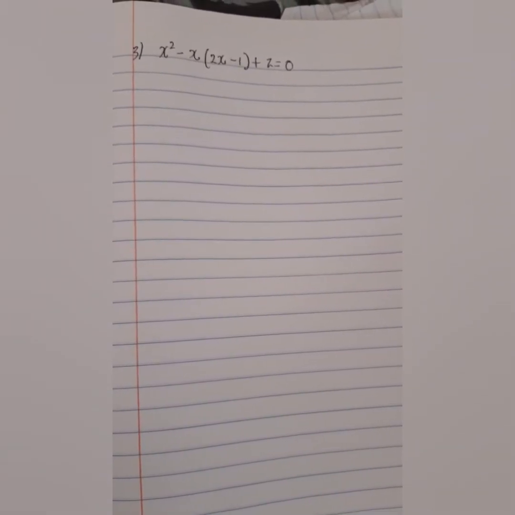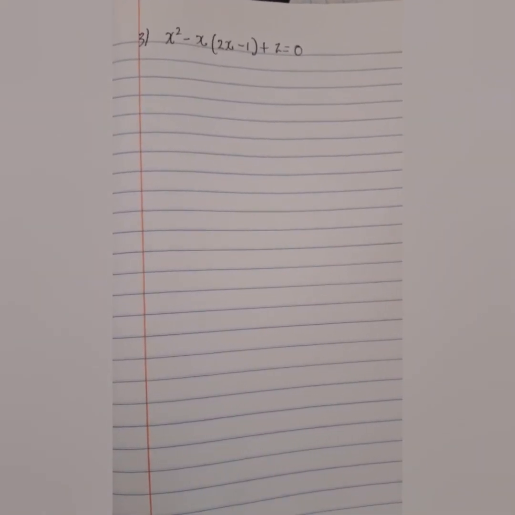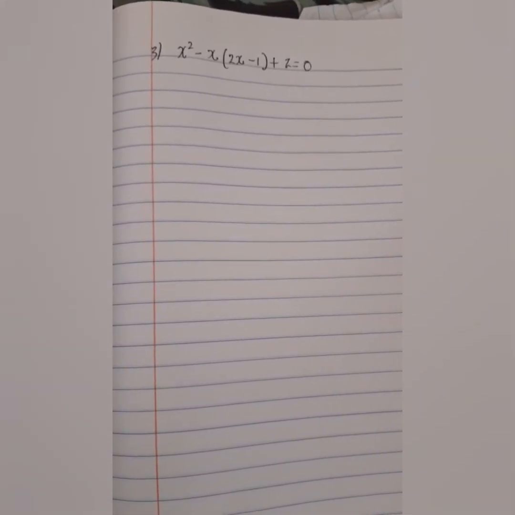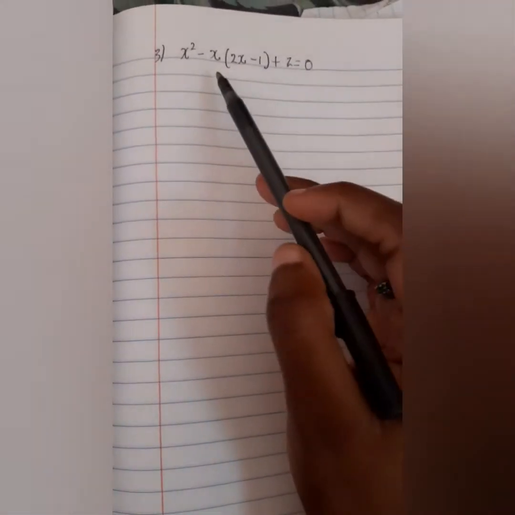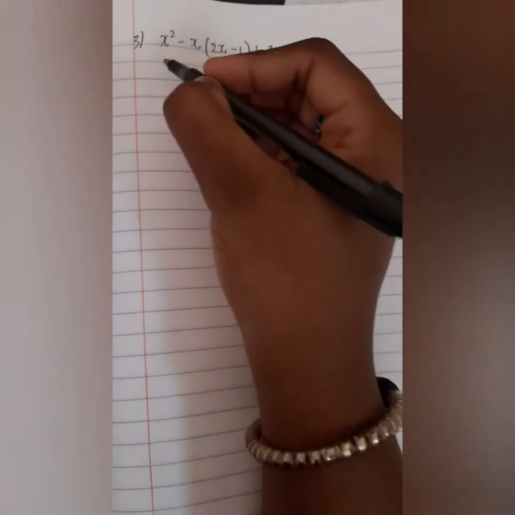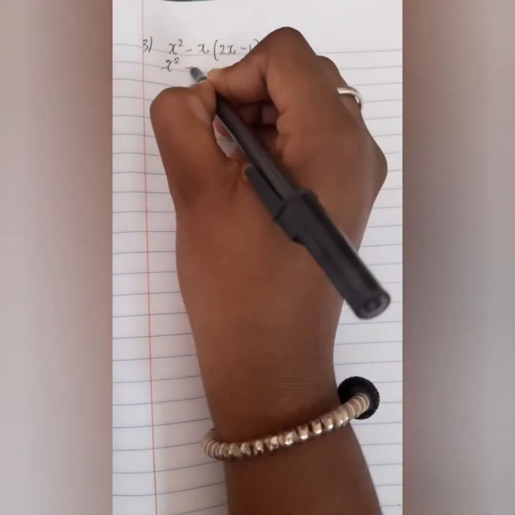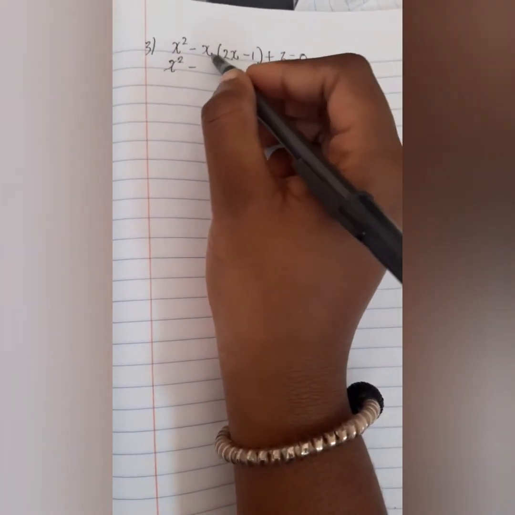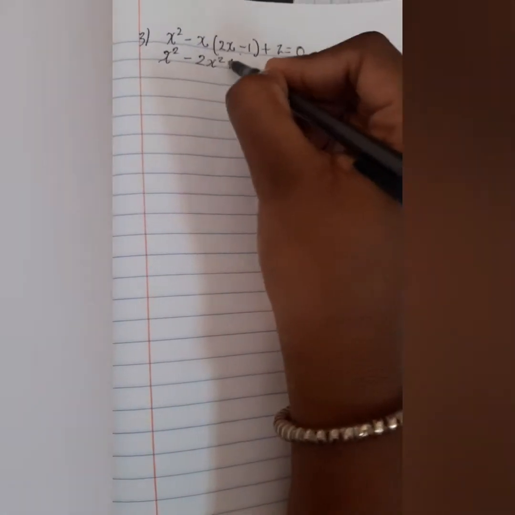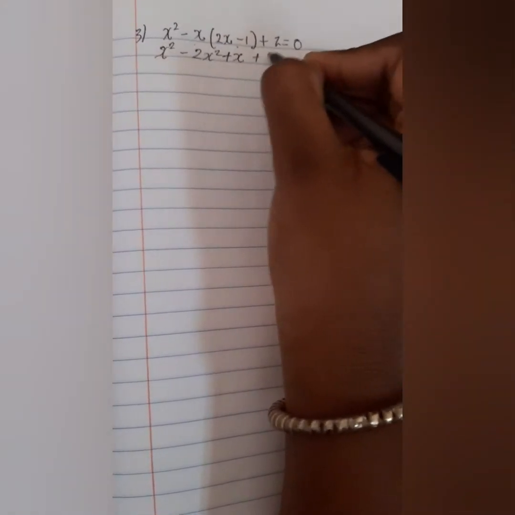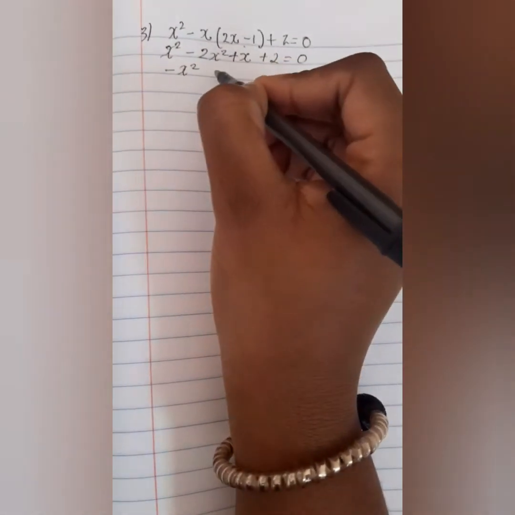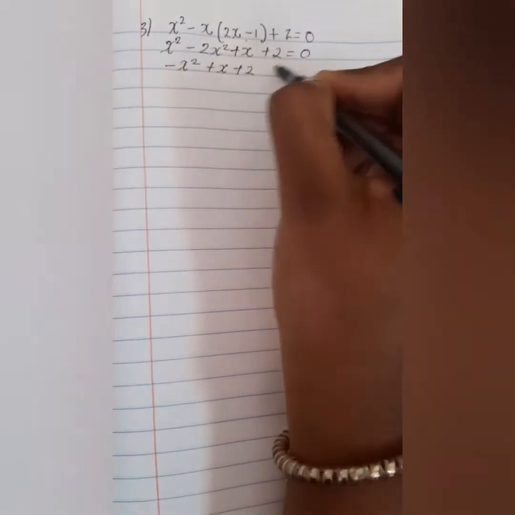Alright, so here we have another example. It may look a little different from the first two, but as you can see, we have to work what's in the bracket before we can proceed to do anything. So let's get that out of the way. So we end up with x squared minus, this is 2x, so it's x times 2x. We have 2x squared minus x times minus 1, that gives you a positive x, right? Plus 2 equals 0. So we end up with minus x squared plus x plus 2 equal 0.